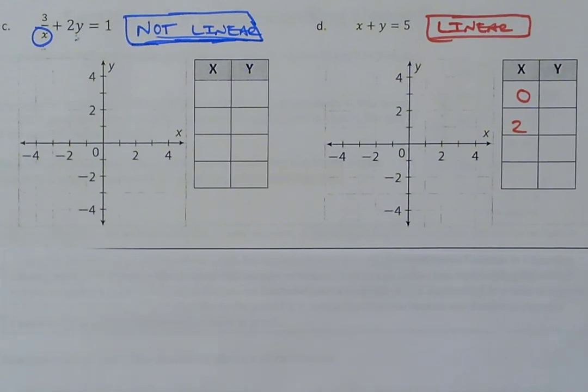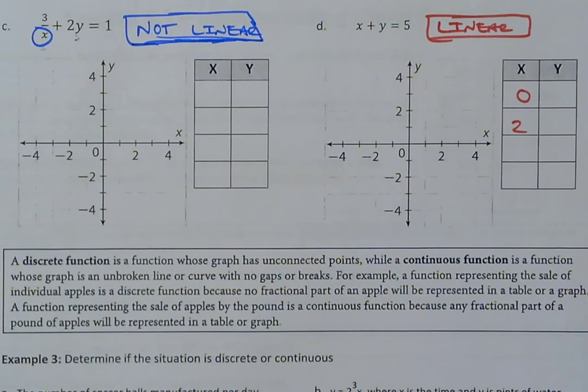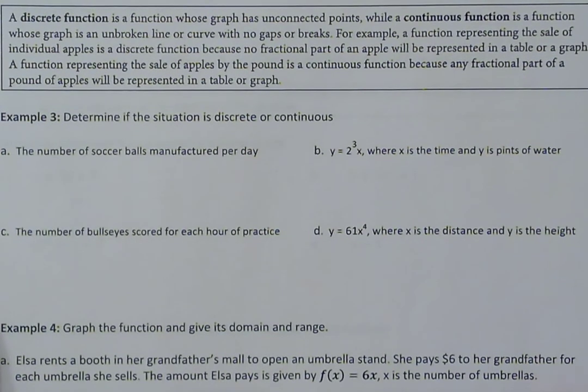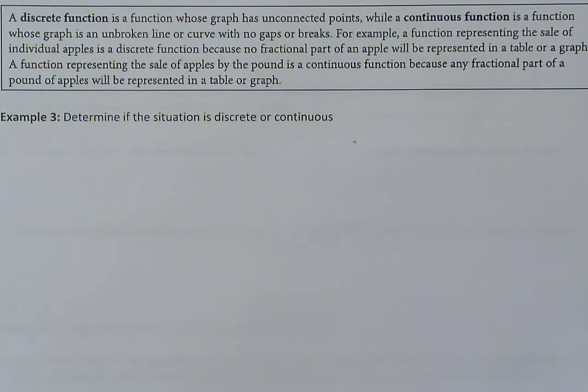Now, example 3 is going to ask us to determine if something is discrete or continuous. So first we need to reference back and think back to what makes something discrete or continuous. So that's what we're going to talk about first before we jump into example 3.